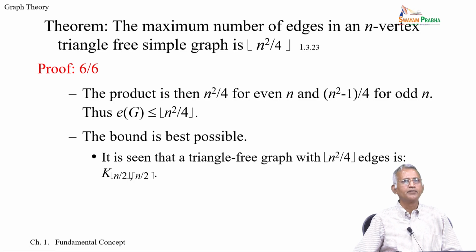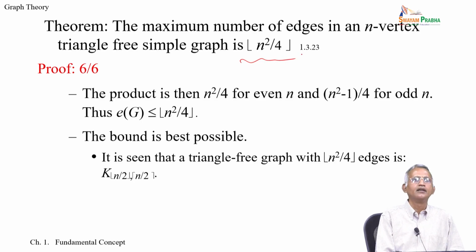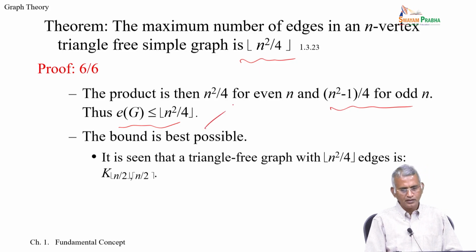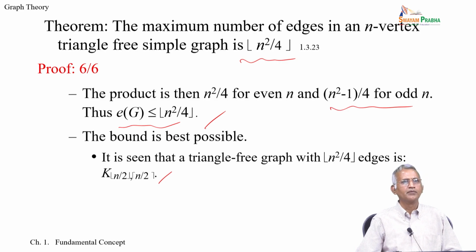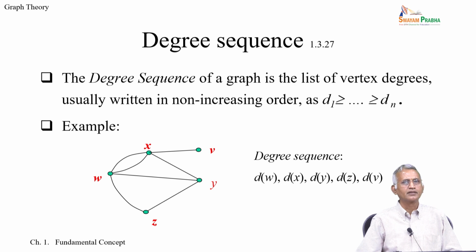Next is the theorem: the maximum number of edges in an n-vertex triangle-free simple graph is the floor of n square by 4. The value is n square by 4 for even n and the floor of n square by 4 for odd n. So, obviously, the edge set is less than or equal to the floor of n square by 4. Therefore, this is the best possible, which implies that the triangle-free graph with the floor of n square by 4 edges is K suffix (n by 2, n by 2), with both ceiling and floor. Next, degree.